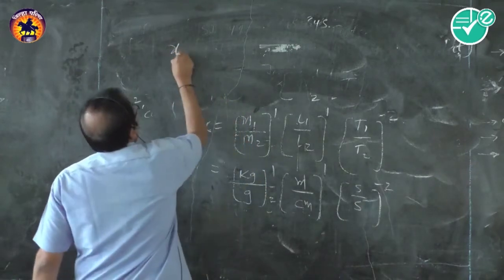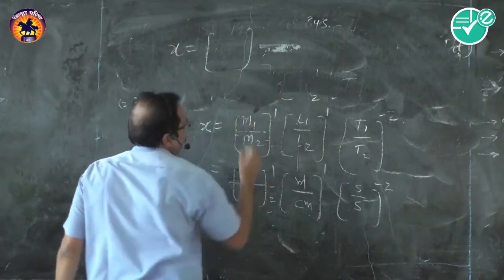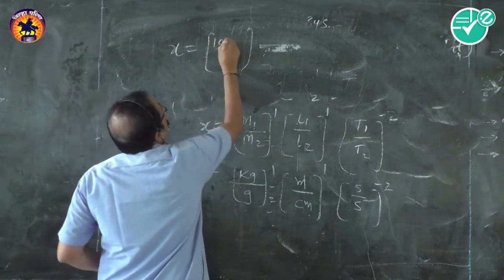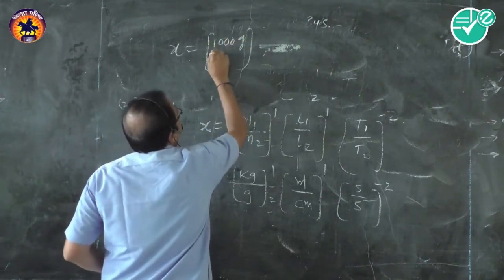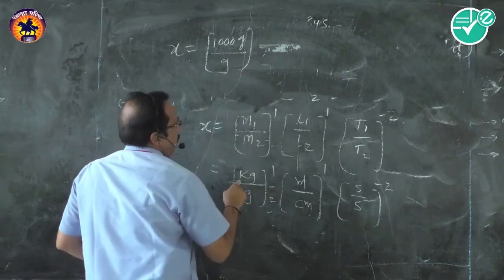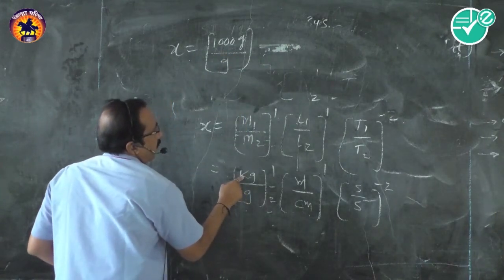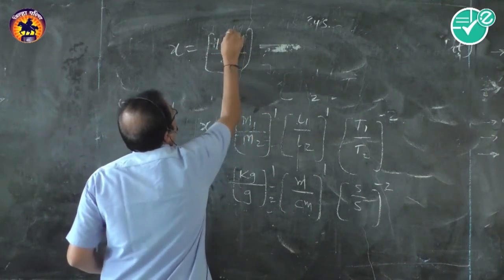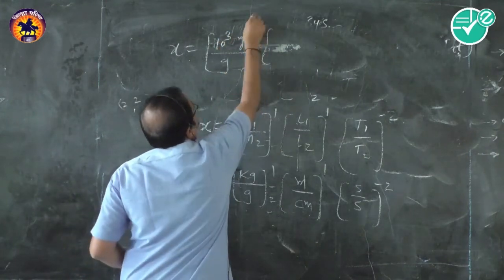X is equal to, so look at the board. How many grams is equal to 1 kilogram? Here it is equal to 1000 grams per kilogram. So I am going to convert kilograms into grams. We can write 1000 as 10 raised to 3, directly, raised to 1.